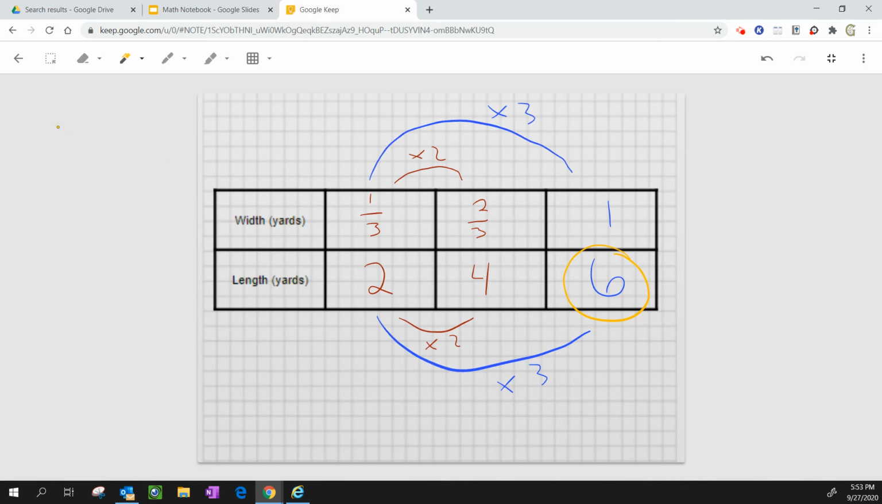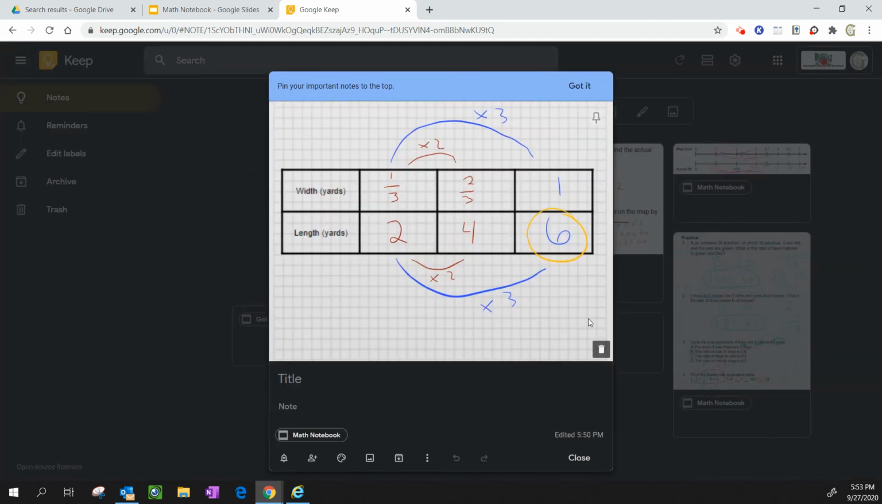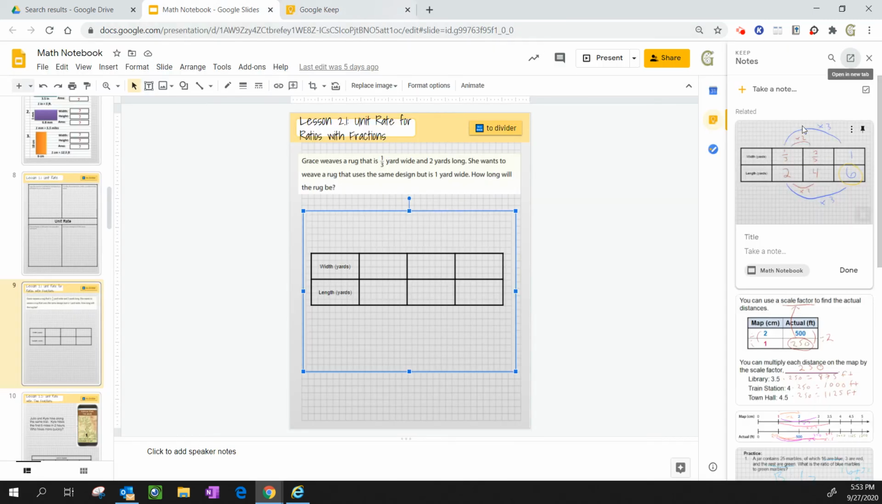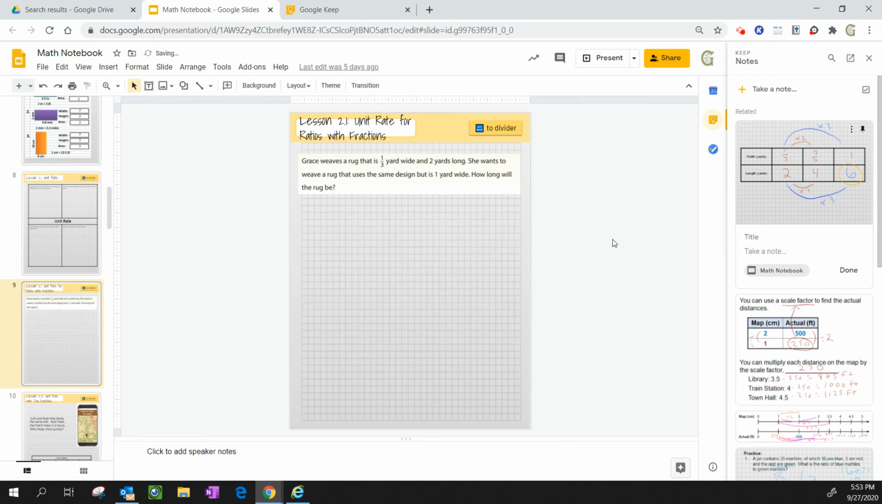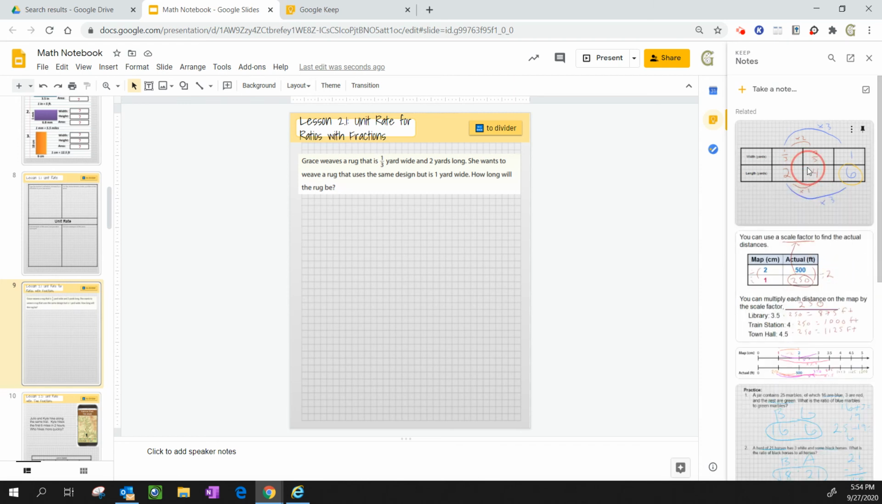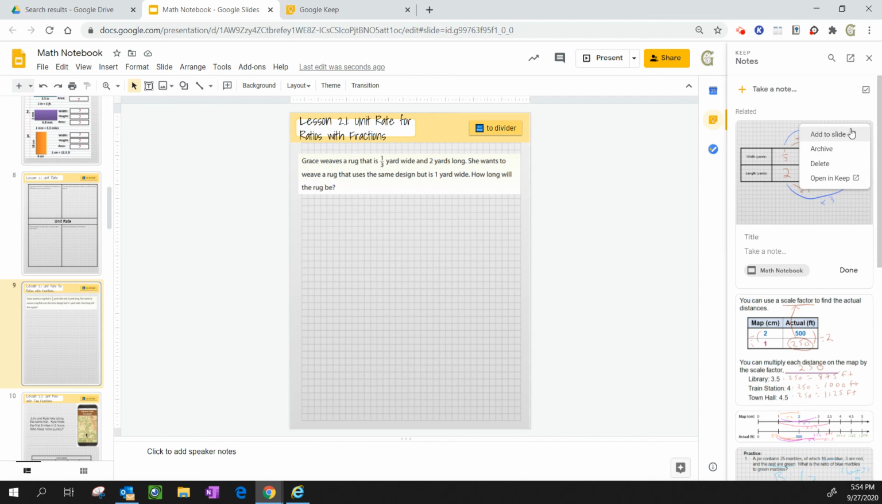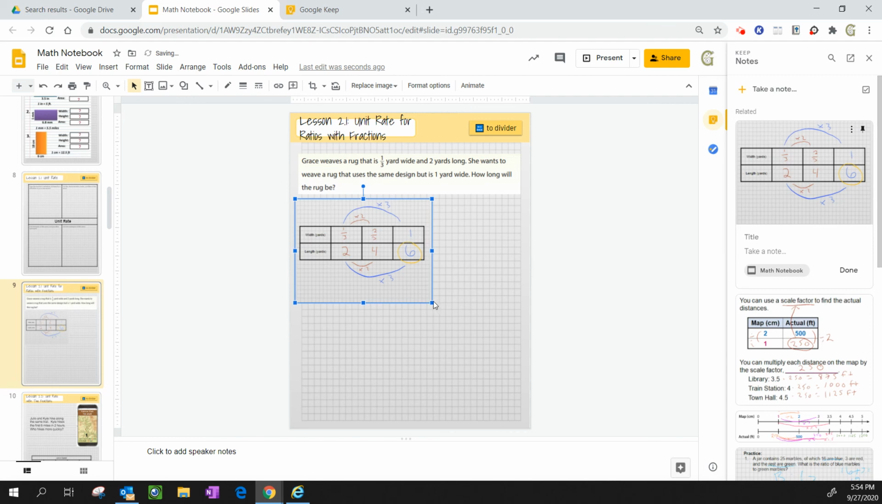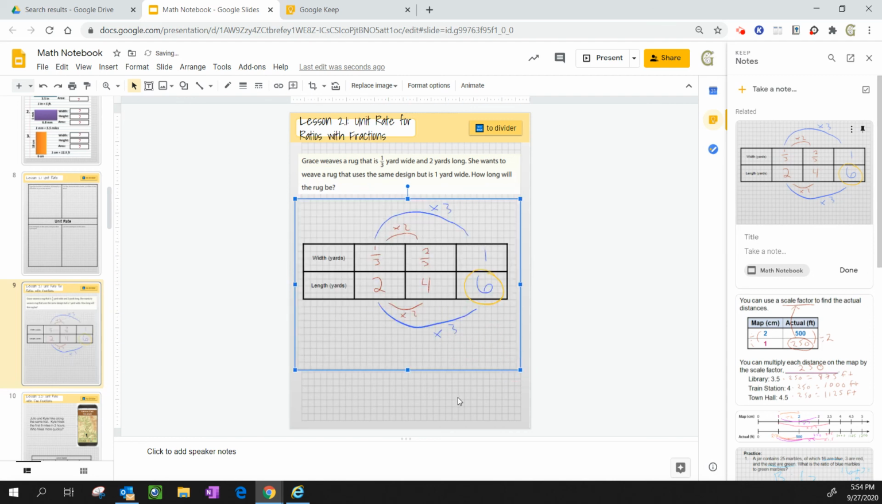So I'm going to go back here, and we'll go back in the notebook, delete this out, and hit done. And get this back into my notebook. There, add to slide. Okay, I'll make it a little bigger so I can see it.